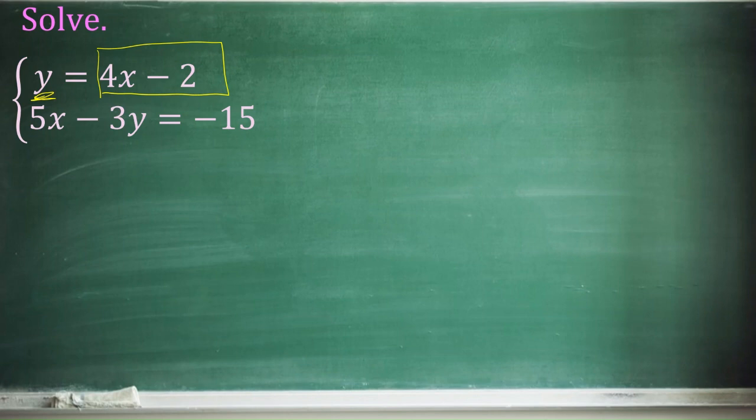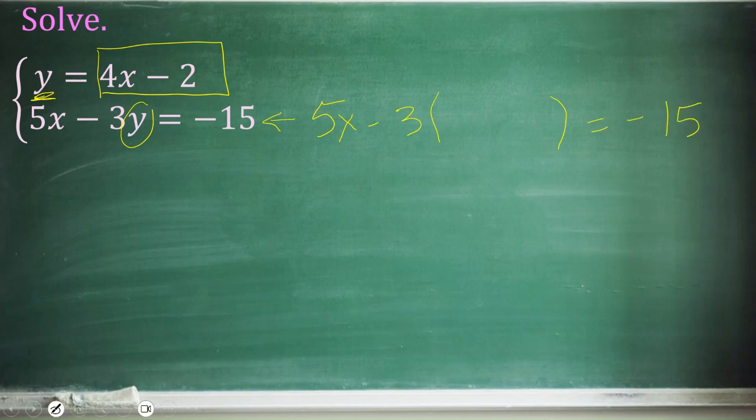So let's go ahead and do that. Since I'm already set up, I'm going to look at my second equation. Everywhere I see y, I'm going to put this entire yellow boxed expression in there because that's what y equals. I'm going to rewrite 5x minus 3, and I'm going to leave a big space here for what I'm going to substitute, equals negative 15.